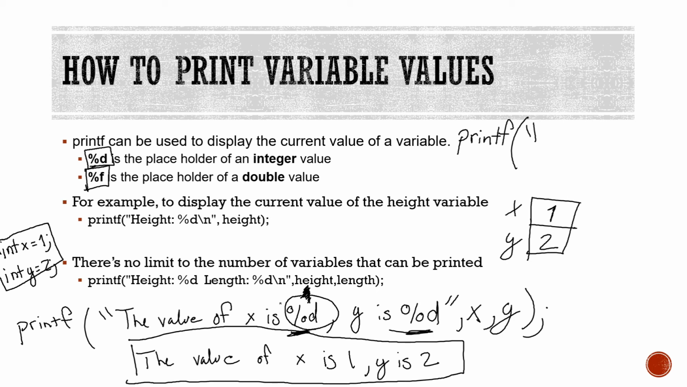Remember, %d is the placeholder for an integer variable. These are both integer variables. So X is going to map out to this. Since I put X first, I set it to be the first one. And the second one, I set Y to be the second one.